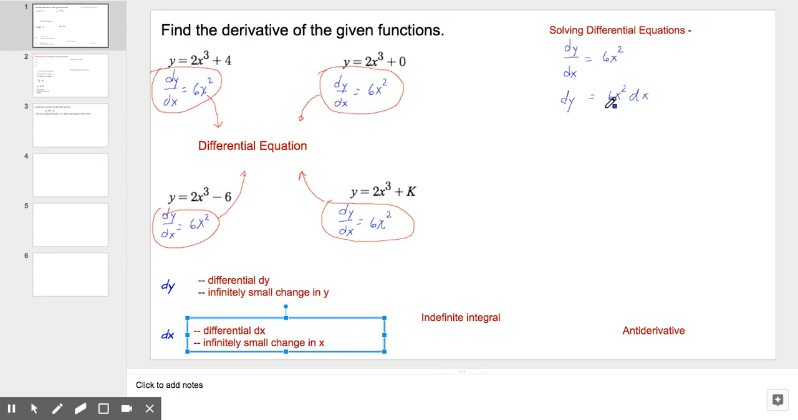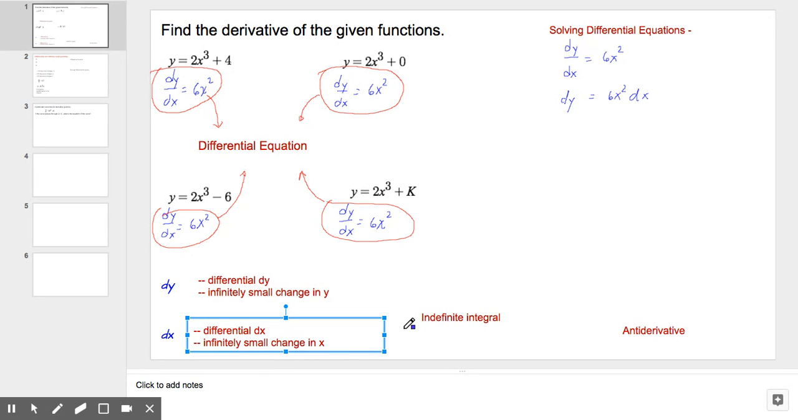So again, to solve the differential equation, we need to look for the equation whose derivative is 6x squared. And we know from here that we can identify at least 4 of those equations. And we know that that's not all. We could find many more equations whose derivative is 6x squared.